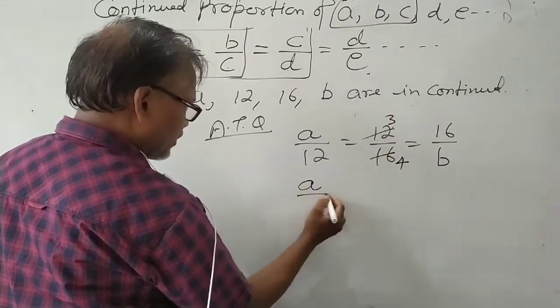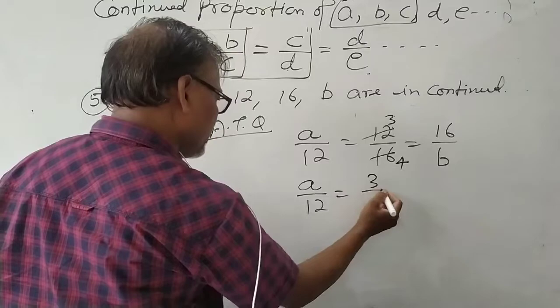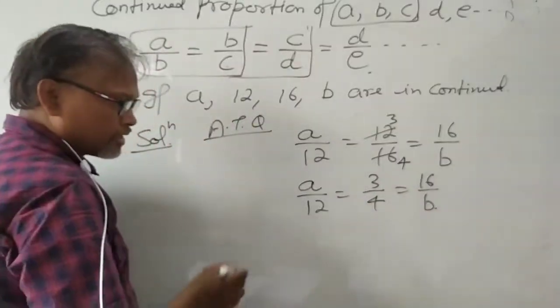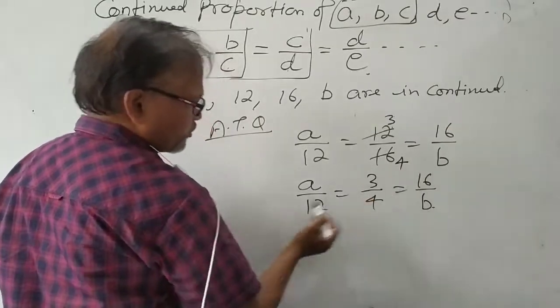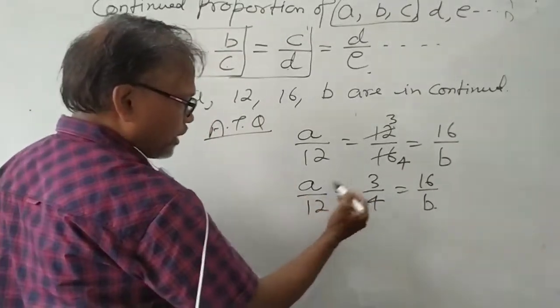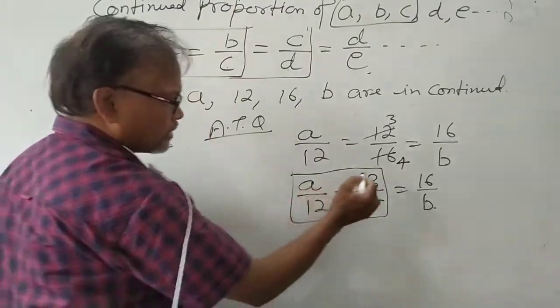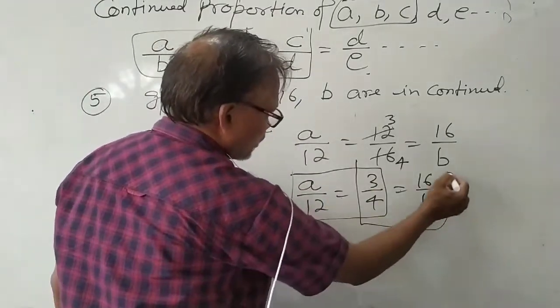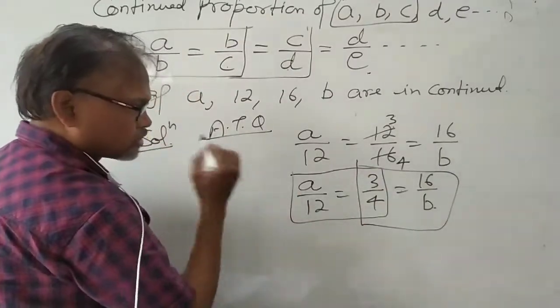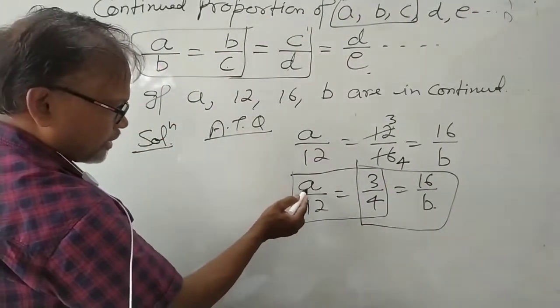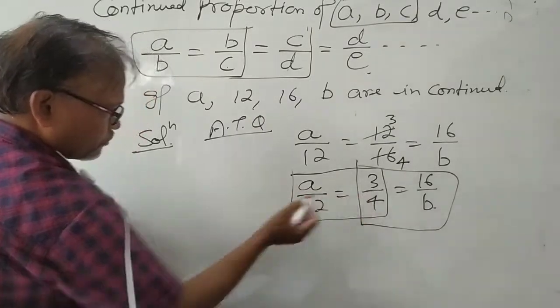So what you will have, A by 12 is equal to 3 by 4 is equal to 16 by B. You can see there are two equal signs, which means all are equal to each other. These two are equal, these two are also equal, and this one is also equal, which means you can make pairs. So first, to find A, you take the first two ratios.